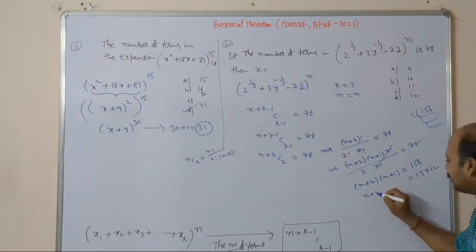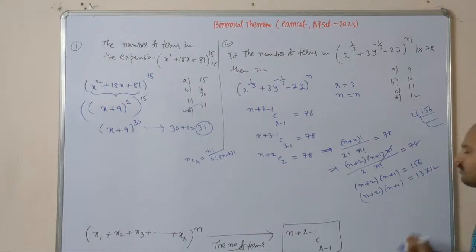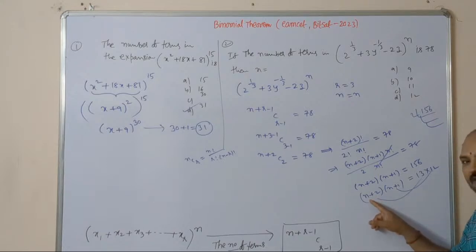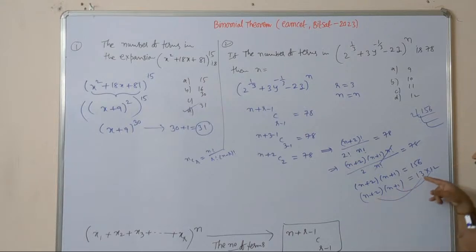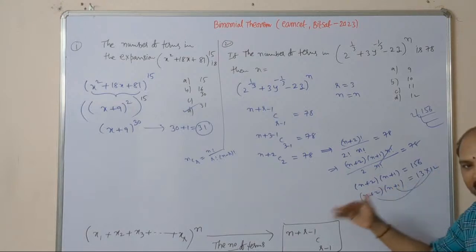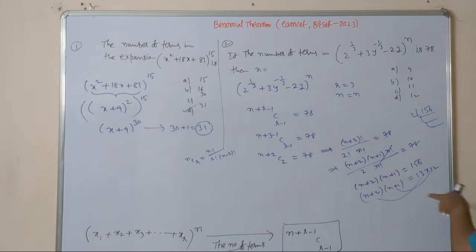So (n+2) into (n+1), either equating these two or equating these two. And one more important thing, dear students, this I am writing in the decreasing order. Even here also, the product of two numbers you write in the decreasing order. Otherwise, if you want to write these values in increasing order, like (n+1) into (n+2), even here also 12 into 13 only you can write it.